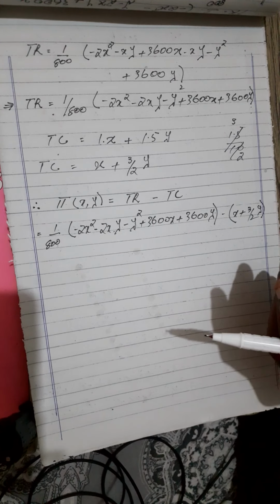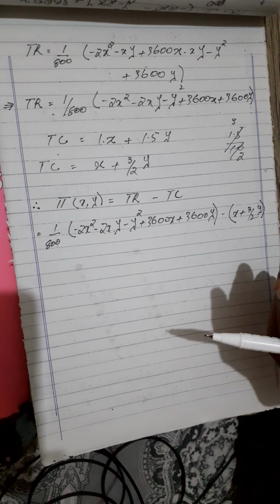This implies that partial 2 pi by partial x2, pi xx, equals 1 over 800 times minus 4, which is equal to minus 1 over 200. Now partially differentiating with respect to y, pi xy equals 1 over 800 times minus 2. This implies that pi xy equals minus 1 over 400.